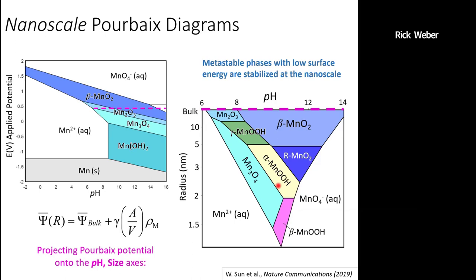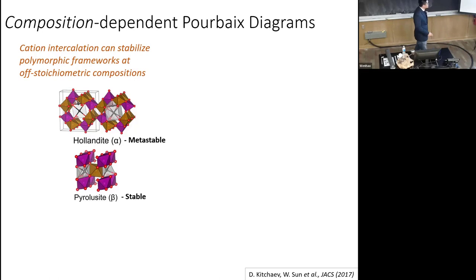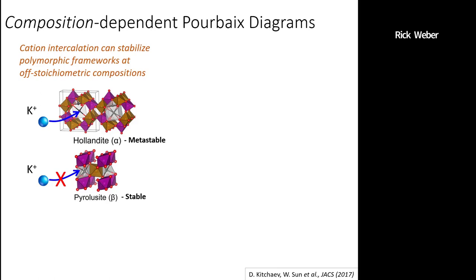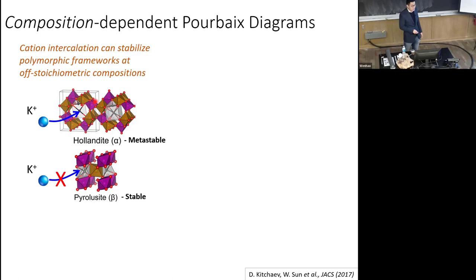You can also make composition-dependent Pourbaix diagrams. So here's another system in manganese oxide where the equilibrium phase is pyrolusite, and hollandite, it has this tunnel structure, and this is metastable. However, if you put this in a solution with potassium ions, potassium is this big fat cation, it cannot fit in these holes, but it can fit into these tunnels right here, okay? And it's very happy to do so.